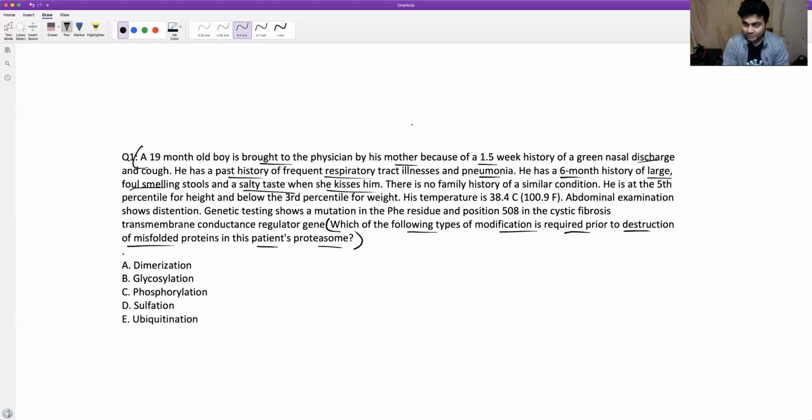Cystic fibrosis, right? From this description, you already know they are talking about cystic fibrosis, because of a frequent history of respiratory tract pathology and, at the same time, a very pathognomonic finding: a salty taste when she kisses him. That means what? This kid's sweat has more salt content. That's what happens in cystic fibrosis.